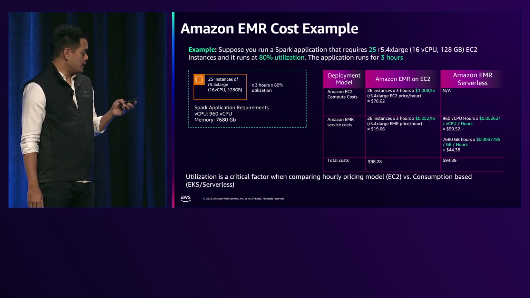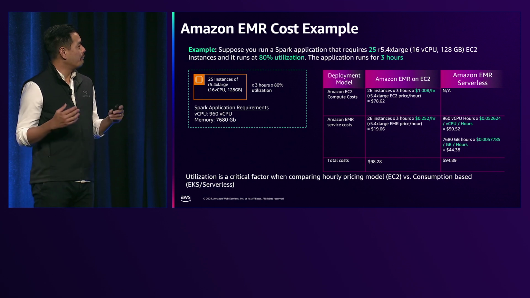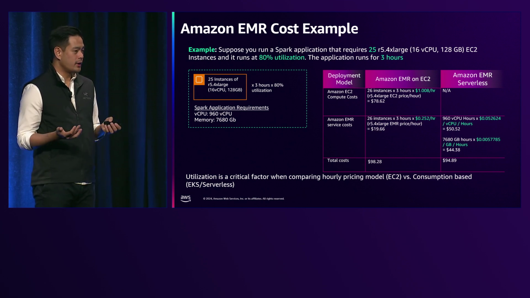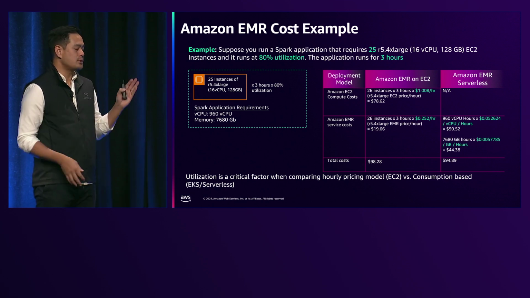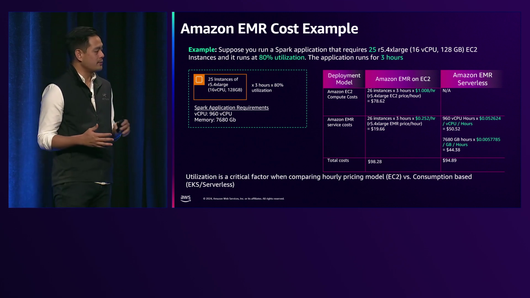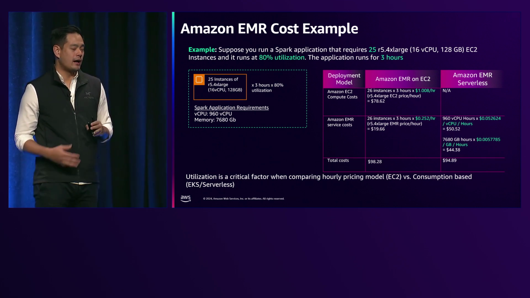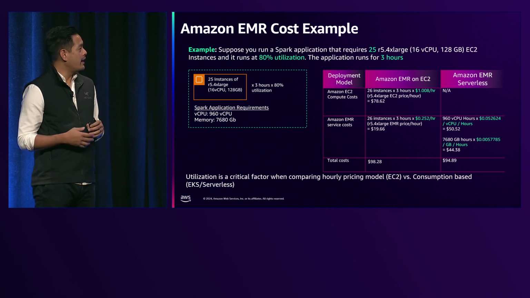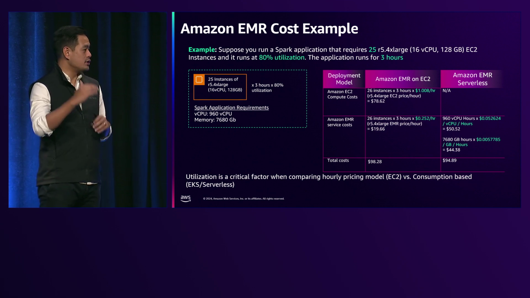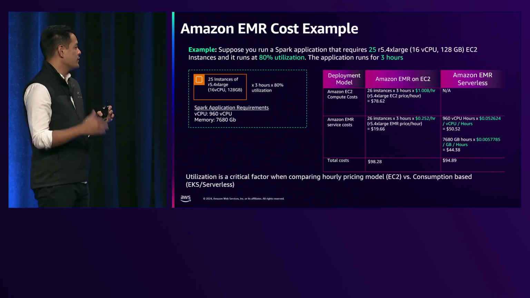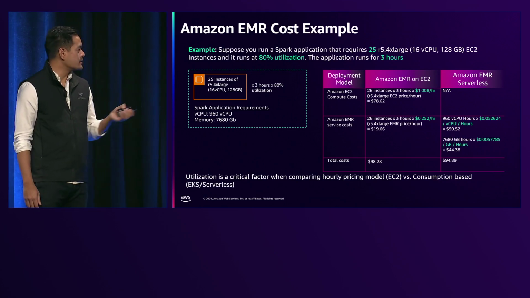So on the EMR and EC2 side, the calculation is pretty straightforward. You take the number of instances, and I have 26 there because I accounted one for the primary node. You multiply it by how long it runs for, and the hourly rate for EC2 and EMR. If you add all of those together, you get around $98.